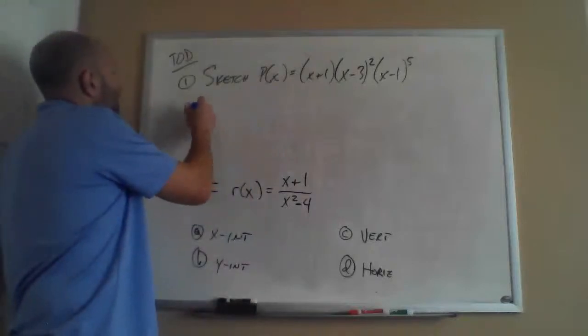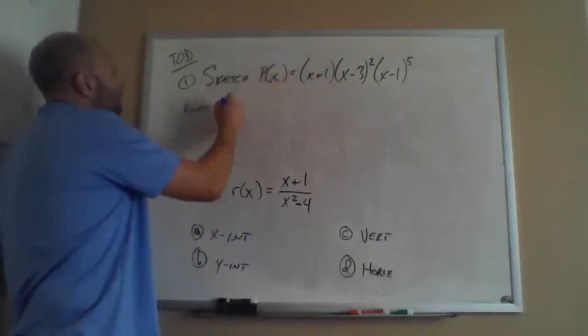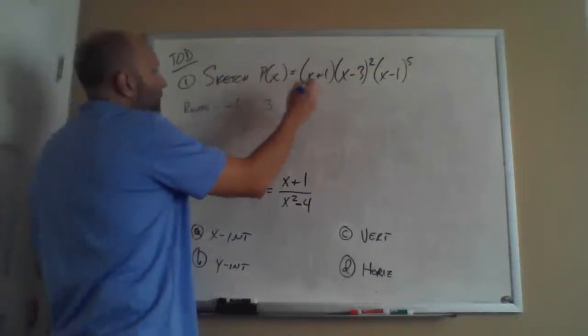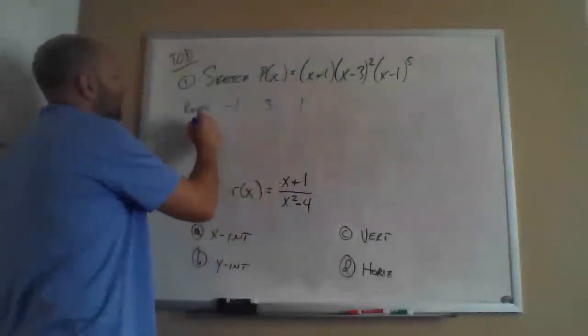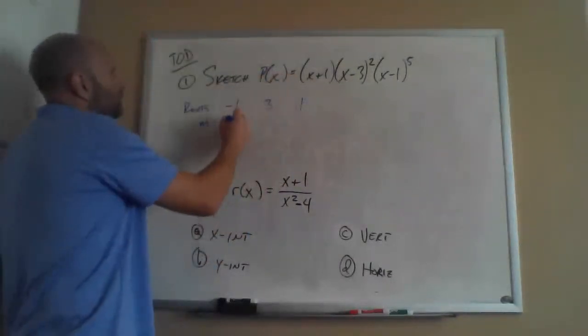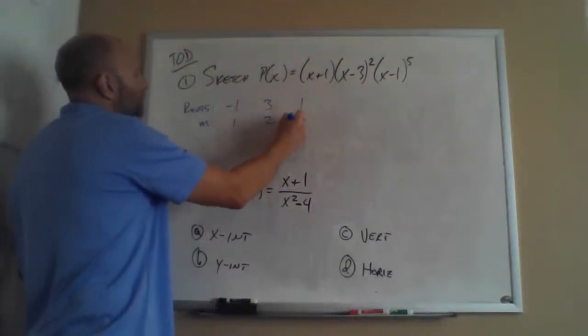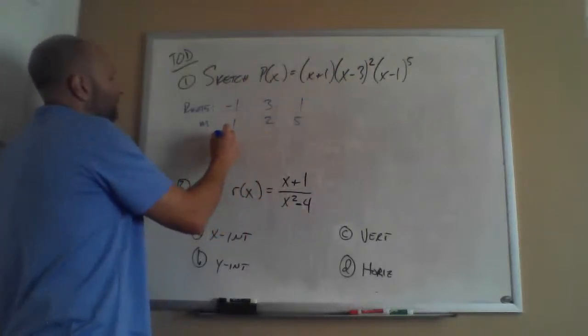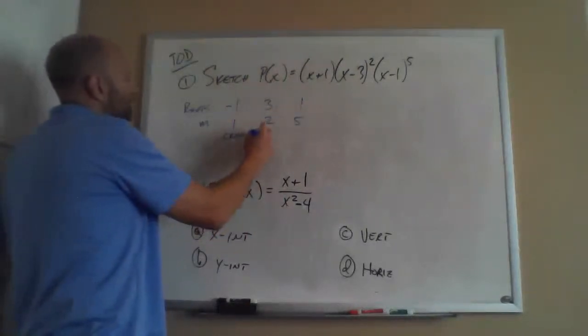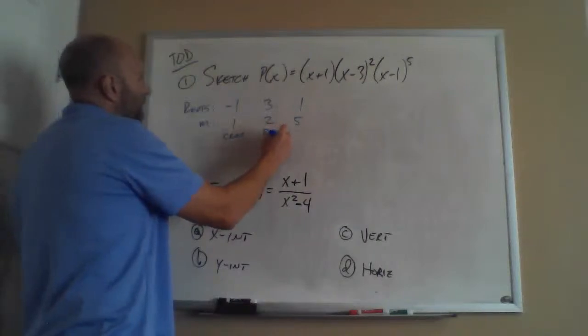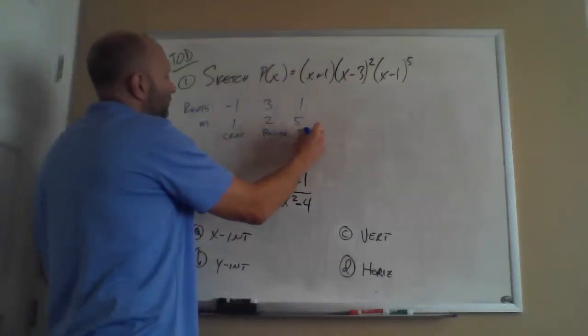So the first thing we want to do, we're going to want to find the roots of this guy. So it's -1, +3, and +1. The multiplicity is 1, 2, and 5. So that means it's going to cross through here. It's going to bounce off of this guy. It's going to snake through this one.